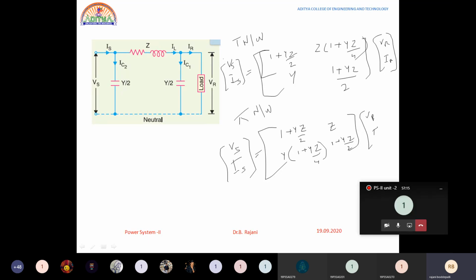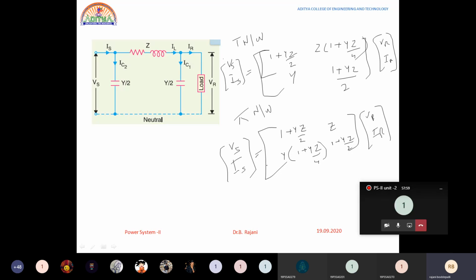If you multiply this matrix, 1 plus YZ by 2 into VR plus Z into IR gives you VS only. IS is what? This into this. If you check like that, you will get the values. If you want to cross check, and if you don't know how to write these equations, some people might forget and get a little confused. Then if you remember these ABCD constants, you can write what VS and IS are.